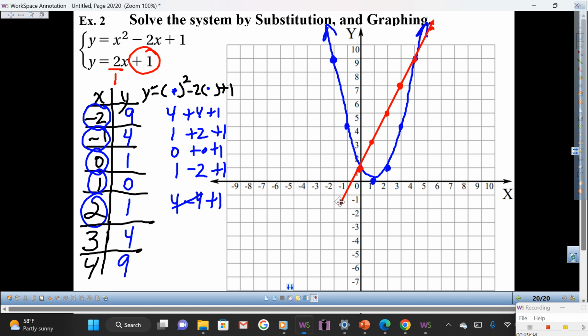And does everybody see the solutions to that system? Tell your neighbor the solutions, please, to make sure they got it. The first one is what? 0, 1, is that correct? And the second one is 4, 9.